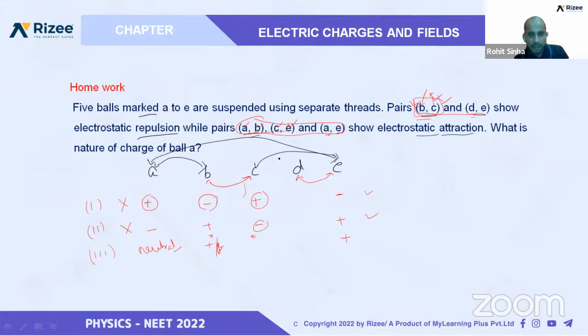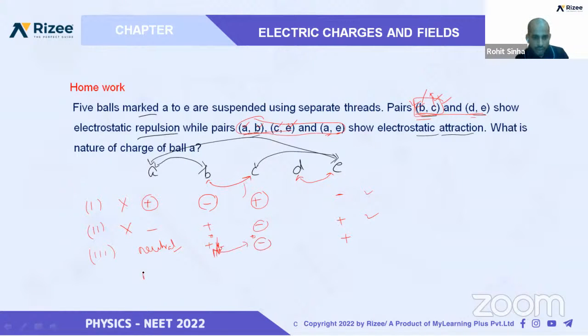So it is verified. Let us check here. C and E should have opposite nature because of attraction. That means we can say that C should be negative. Now check B and C. B and C should have same sign. Is it having same sign? No. Now our next assumption.